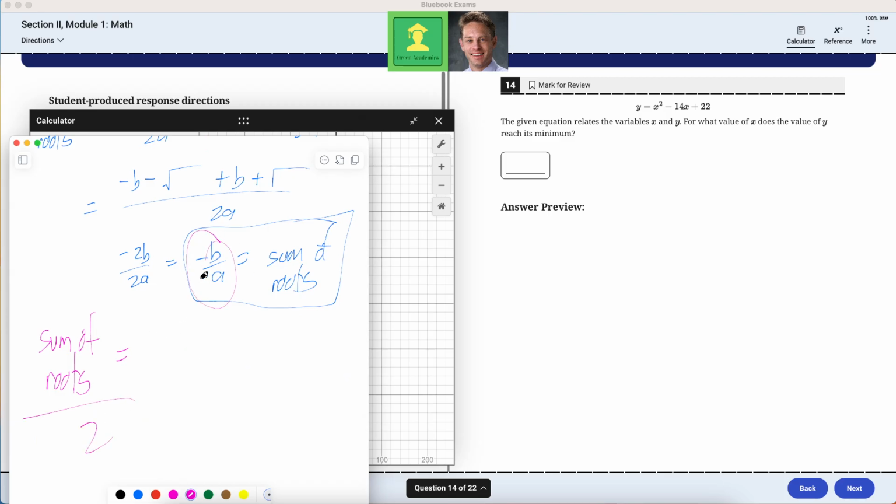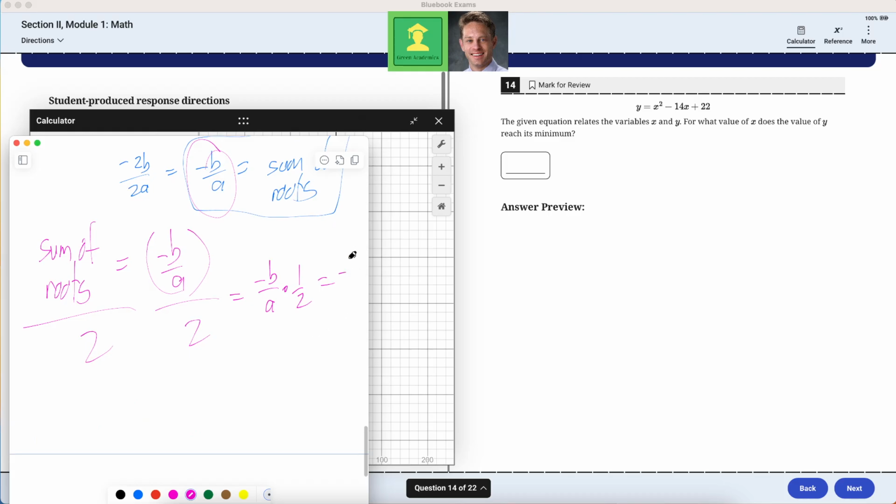Now, this is itself the sum of the roots. So it's negative b over a as a quantity divided by 2, which, remember that dividing by a number is the same as multiplying by its reciprocal. So in this case, the 2 gets tucked on the bottom, is negative b over 2a, or more properly, it's the vertical line, x equals negative b over 2a. That's the axis of symmetry in any quadratic. That's extremely helpful to know.